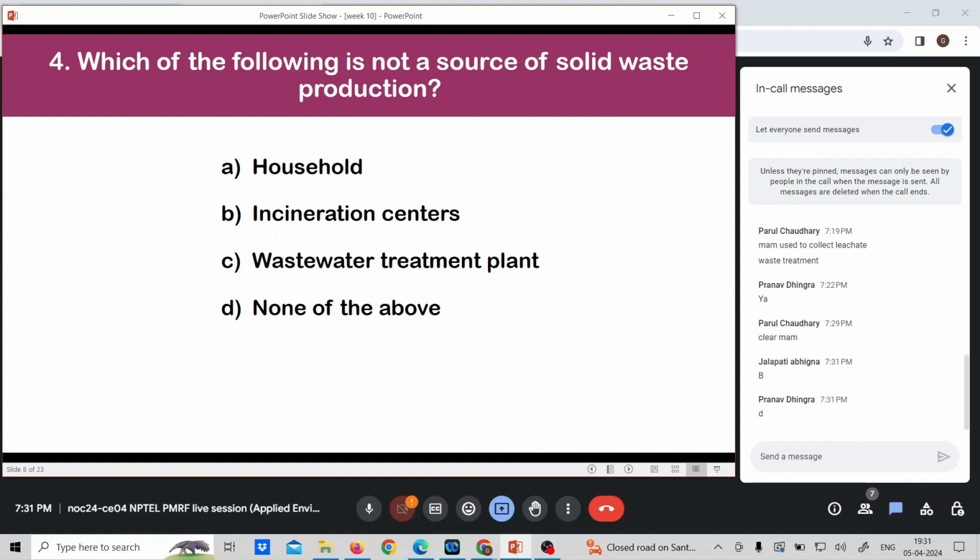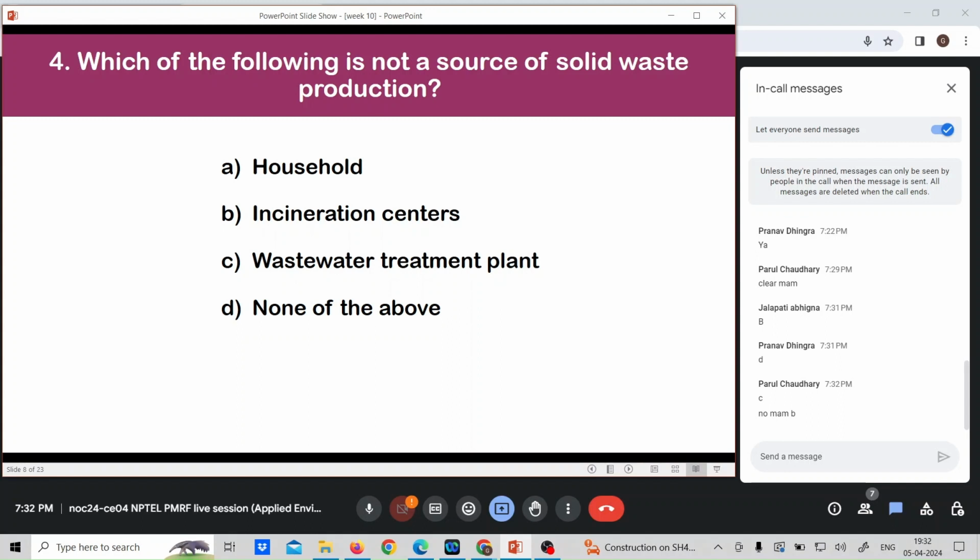Okay, we have B, we have D. C, okay. Okay, I guess all of you are much clear with the fact that households do generate solid waste. So yeah, we do generate. Okay, no, it's B. Fine. Let's see what the answer is.